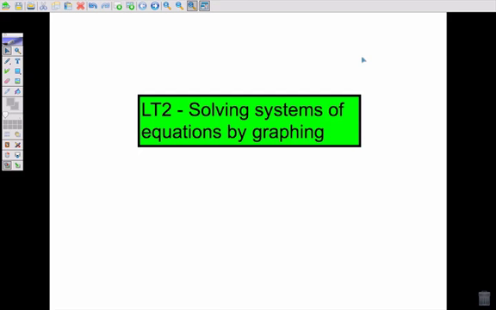All right, learning target two is solving systems of equations by graphing. What this video will do is show you some examples and give you some reminders of things to be aware of or common errors. Hopefully that will be helpful for you as you try to solve systems by graphing.